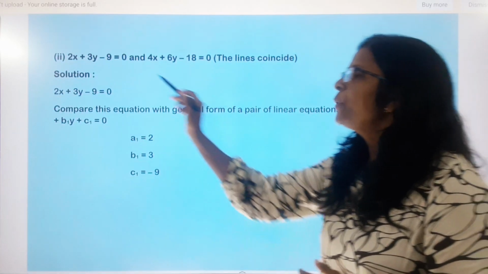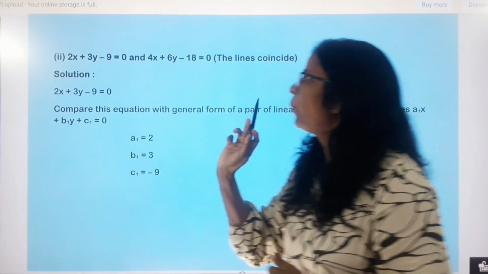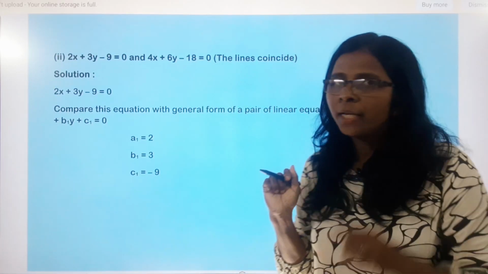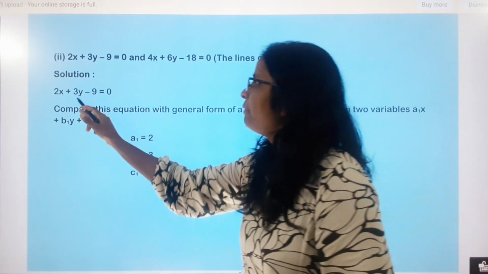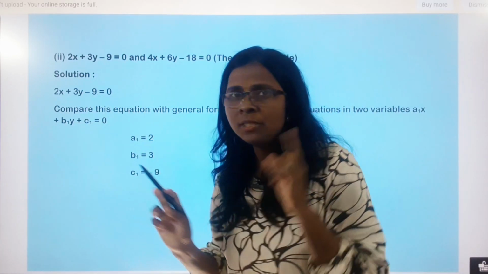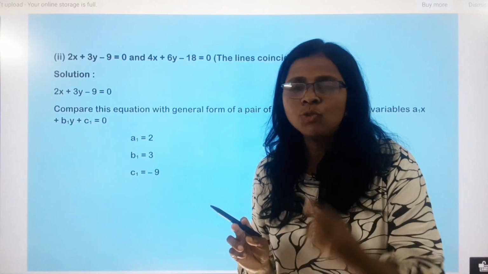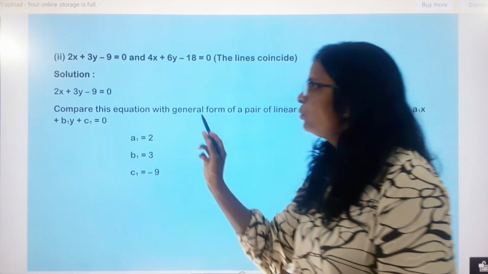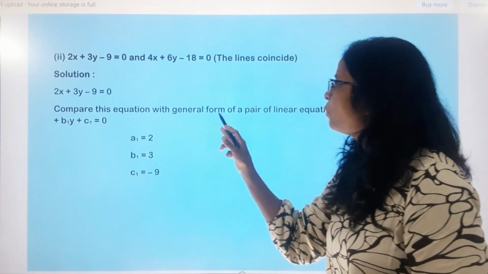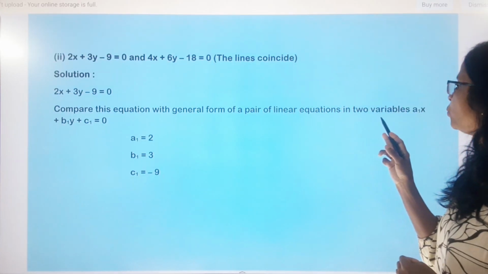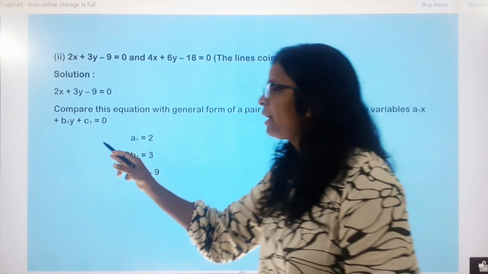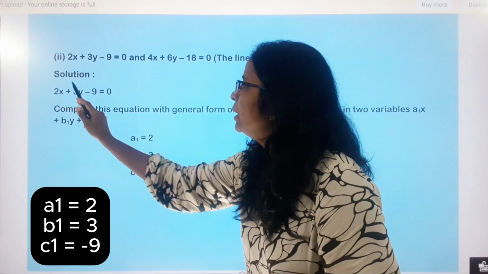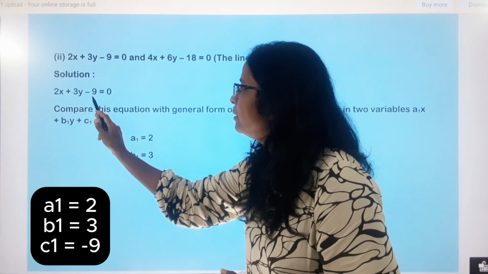Second example: 2x plus 3y minus 9 is equal to 0 and 4x plus 6y minus 18 is equal to 0. Here the first equation is 2x plus 3y minus 9 is equal to 0. First our job is to find out the values of a1, b1, c1. So compare this equation with the general form of a pair of linear equations in two variables, a1x plus b1y plus c1 is equal to 0. So we get the values a1 is 2, b1 is 3, c1 is minus 9.